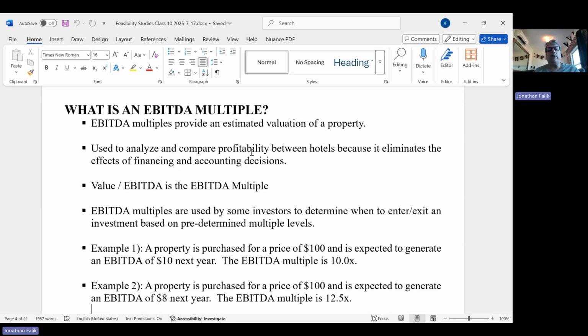So you want to be careful the same way you'd ask about what do you mean by cap rate? Is it on year one NOI? Is it on last year, next year? Stabilized? You need to be doing the same thing if someone mentions an EBITDA multiple.